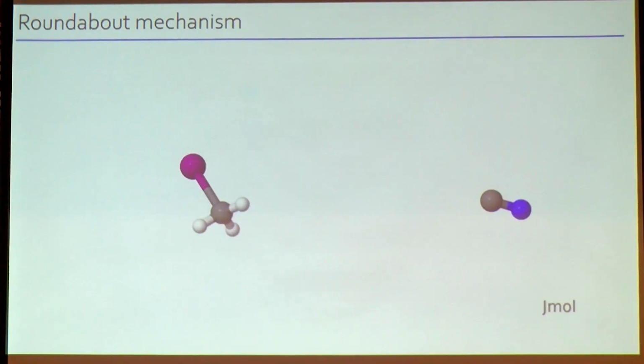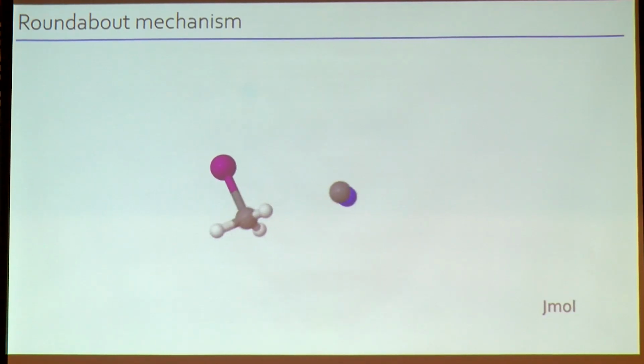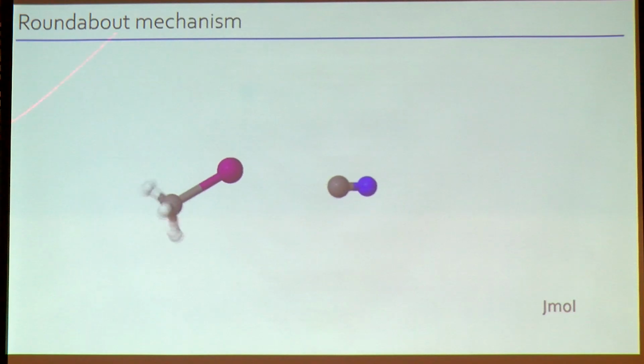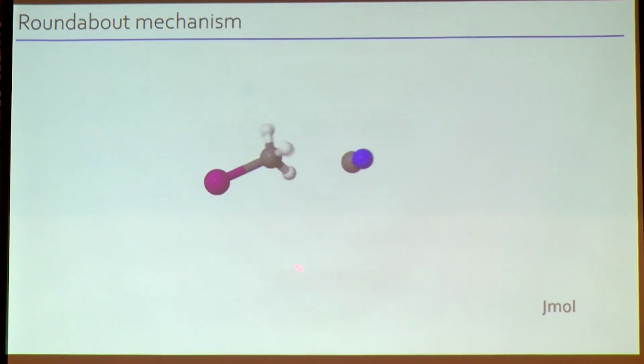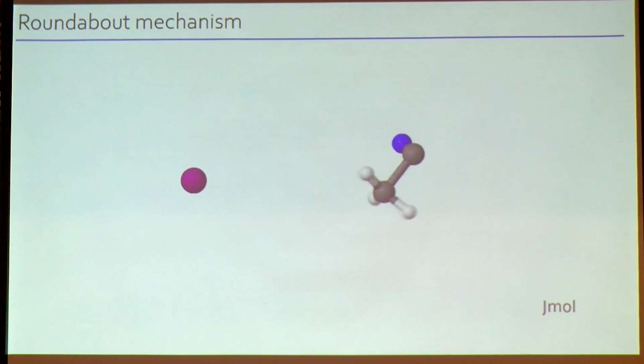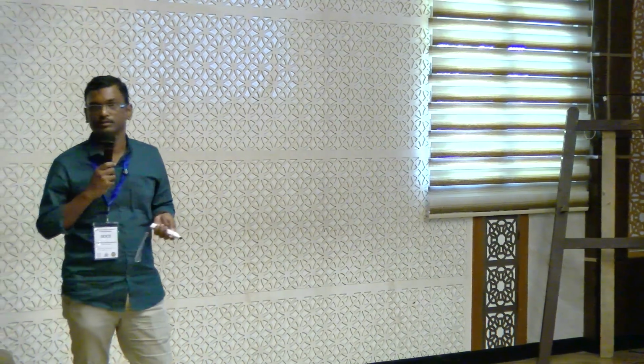So now that's the famous roundabout mechanism. The CN minus approaches the methyl group, causes it to rotate around the iodine. So the methyl does this rotation, and then substitution happens. Okay, so I am showing here one trajectory with one revolution, but we have also seen multiple revolutions, maximum up to eight times the methyl rotates and the CN waits, and then finally the reaction happens. Okay.